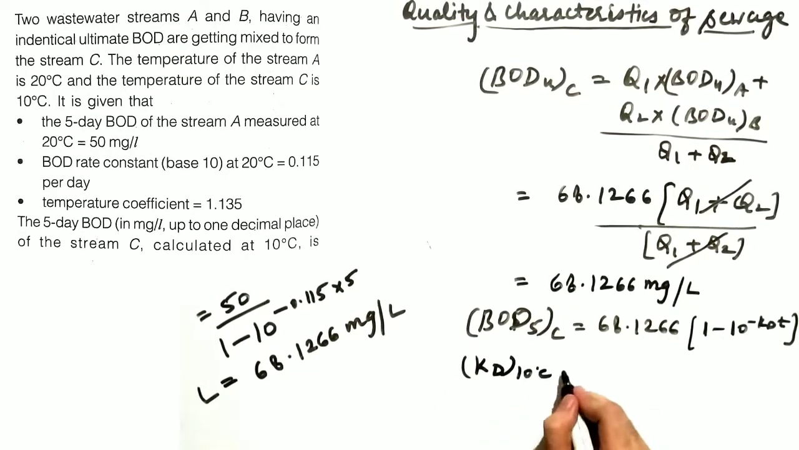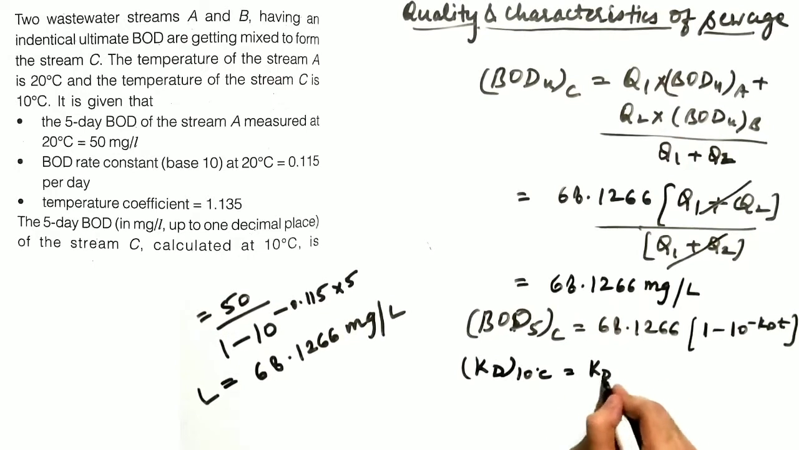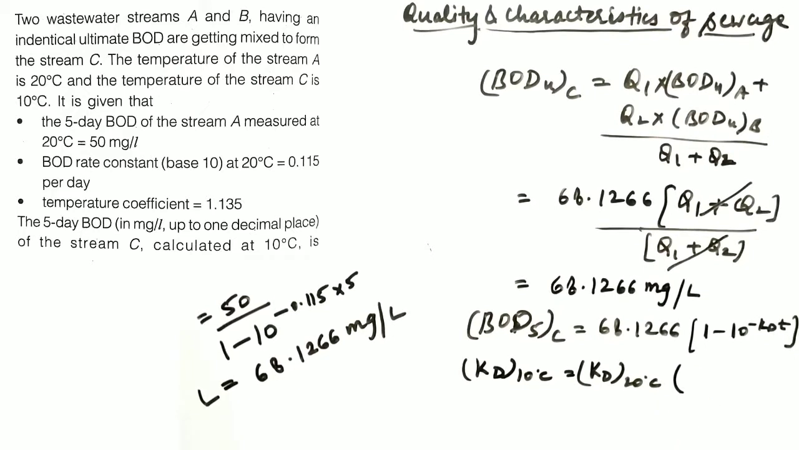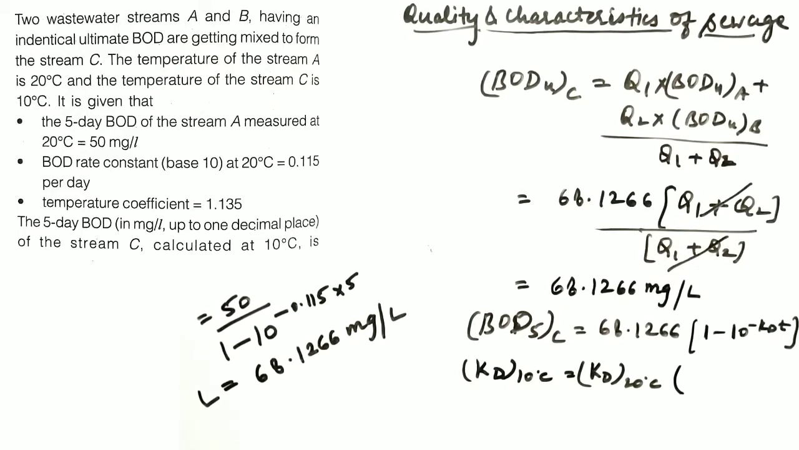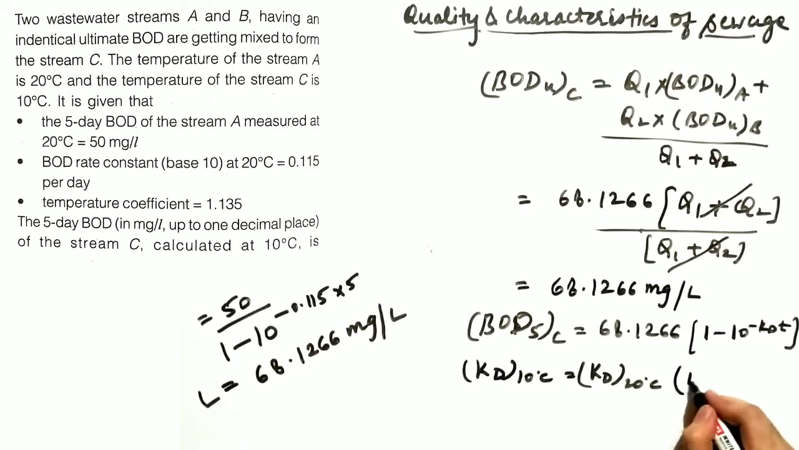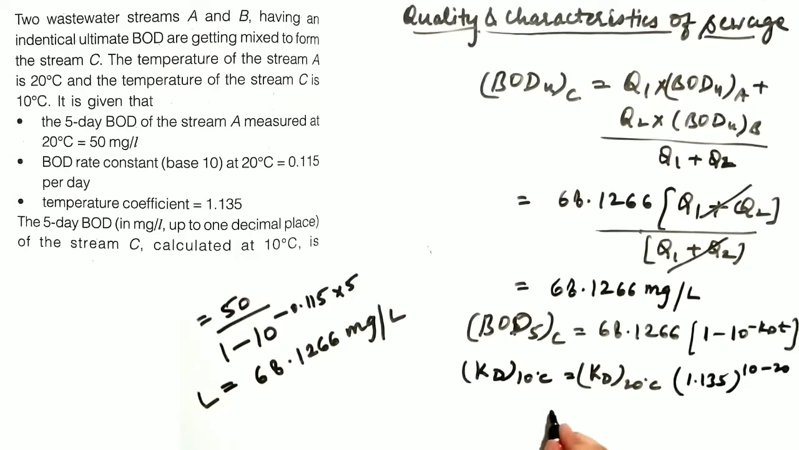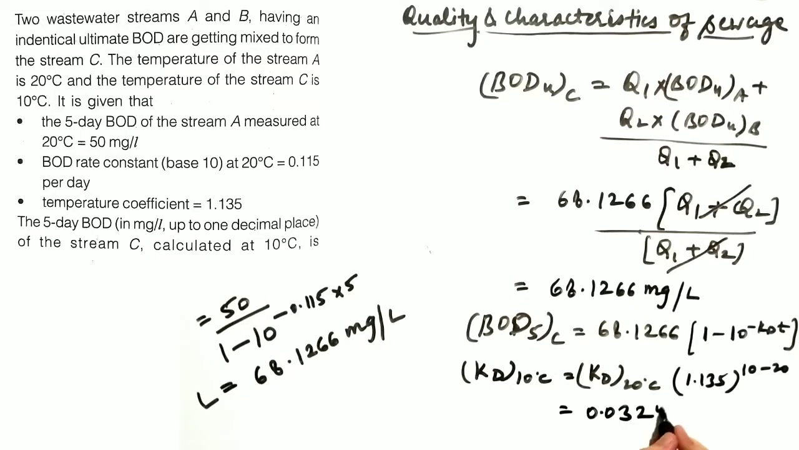How can you calculate that? This will be equal to KD at 20 degrees Celsius multiplied by theta to the power of temperature minus 20. What is the value of theta that is given in the question? So the theta is 1.135 and temperature is 10 minus 20. This is the formula again. So when you put in the values, you will get the value of KD at 10 degrees Celsius equal to 0.0324. So now this is the value of KD at 10 degrees Celsius.